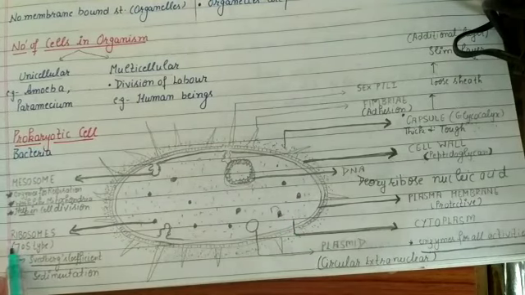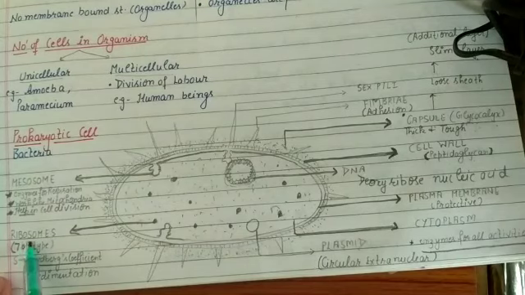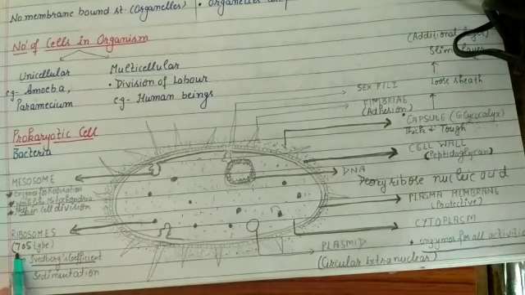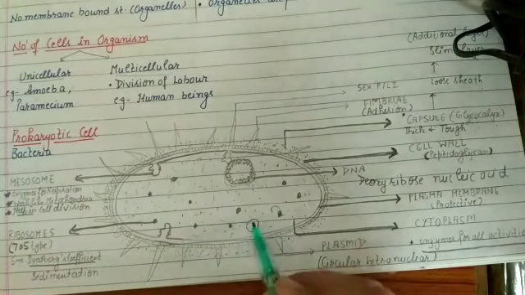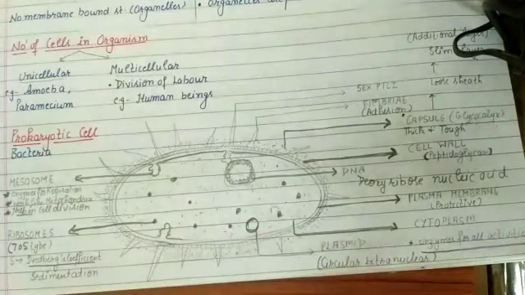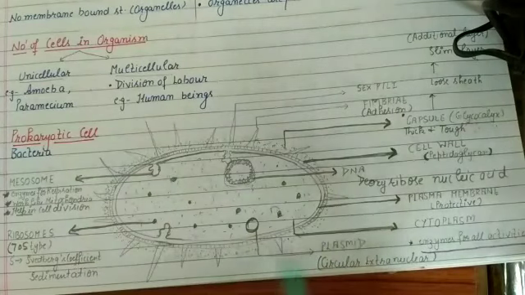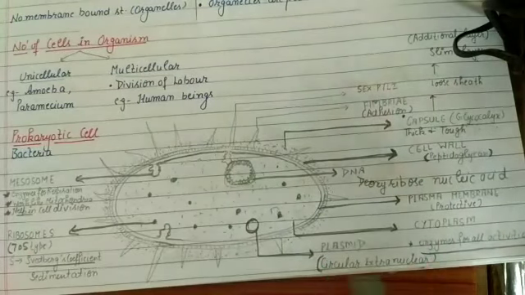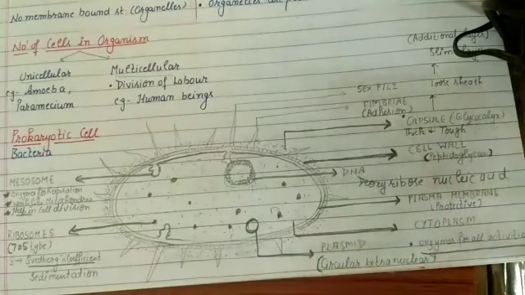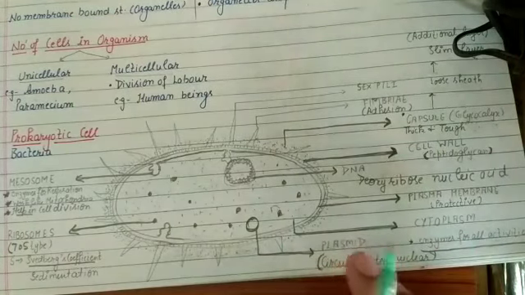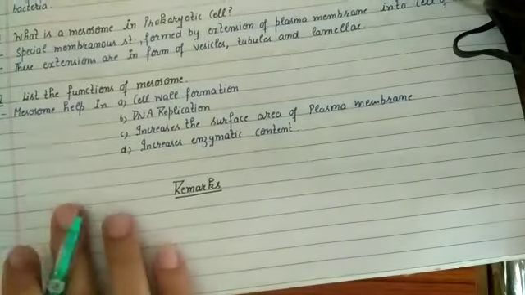For now you need to only know that ribosomes are present in prokaryotes and they are of the 70S type. Then there is another extra circular DNA, which is known as the plasmid. It is called the plasmid, another circular extranuclear DNA. So this is all about the structure of a prokaryotic cell.